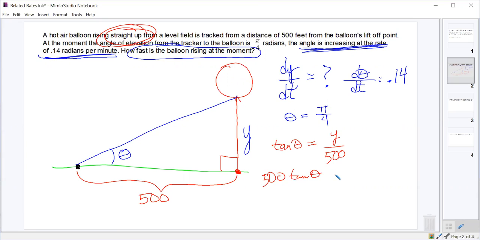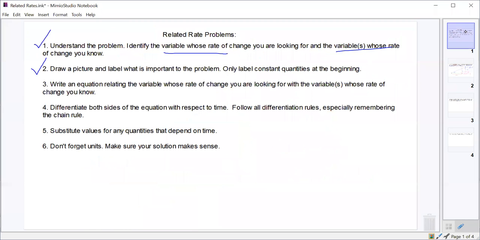If we solve that for y, we just end up with this, right? 500 tangent theta equals y. Everybody good with that? Yeah, that makes sense. Okay, so now we'll take the derivative of both sides of this with respect to t, right? We've written our equation. Next is differentiate with respect to t.